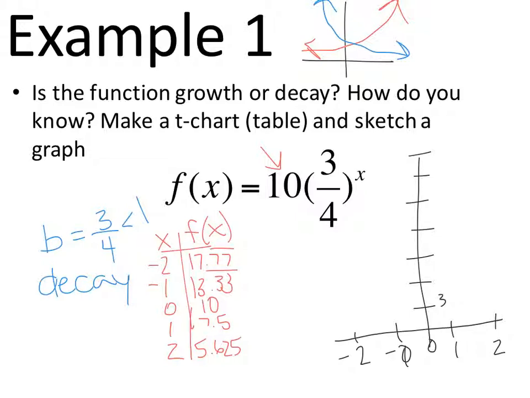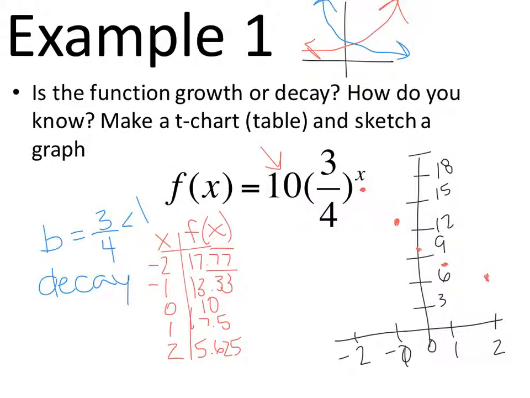So I think if I count by threes, when my x value is -2, my y value is up here at 17.7, so just below 18. At -1, I was at 13.3, so just above 12. At 0, it's 10, so it'll go just above 9. 1 was at 7.5, so it'll be about halfway between 6 and 9. And then 2 is at 5.625, so just below 6.